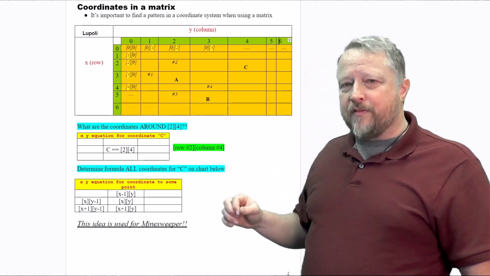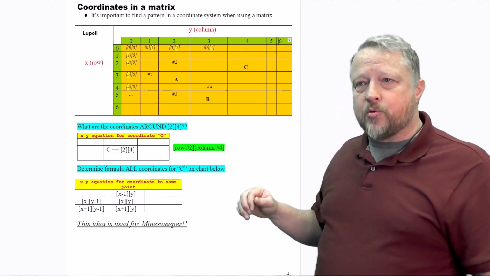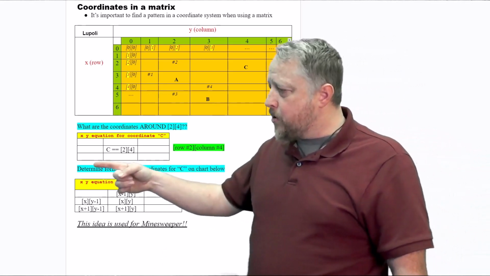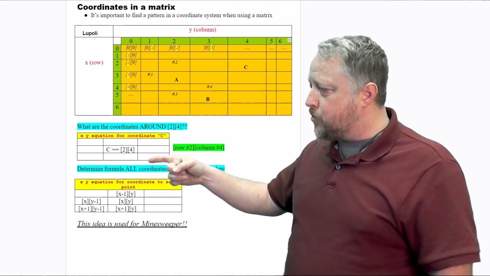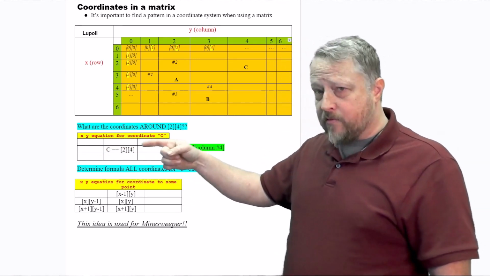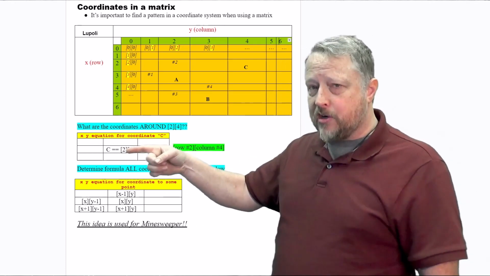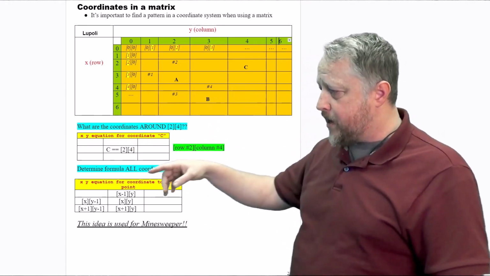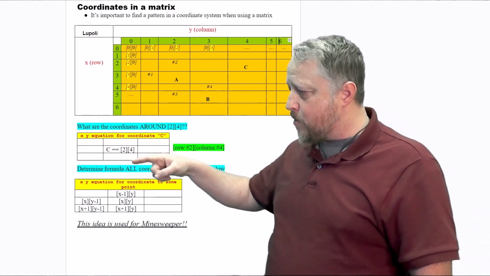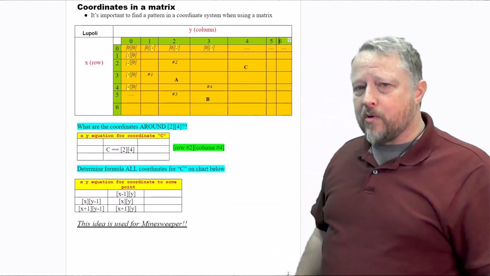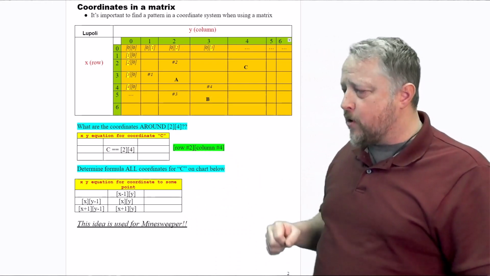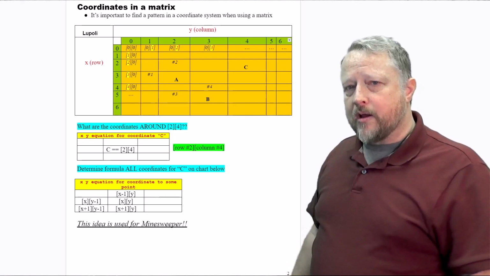So here's what I want first. There's going to be two problems I'm going to break in between. I want you to tell me what are the coordinates around 2, 4. Now, they're connected, they're touching 2, 4, so I'm not asking for the whole thing here. I'm just asking for the ones that are right around 2, 4, and then we'll get into the second one here in a second. So do that first one first. I'll go over and answer, and I'll be right back.